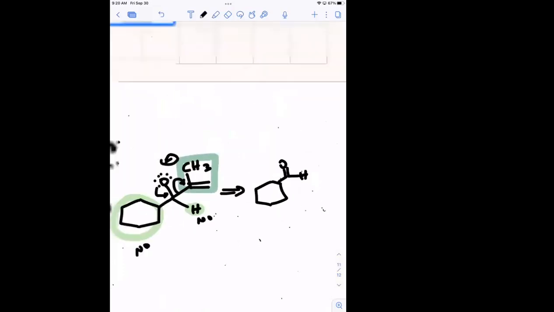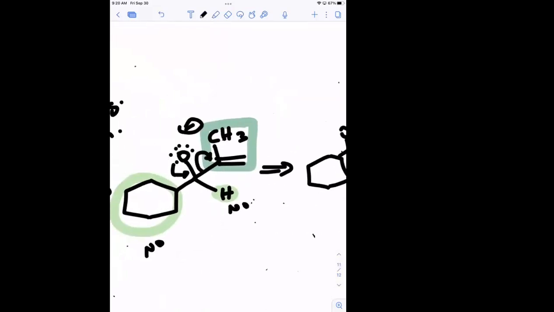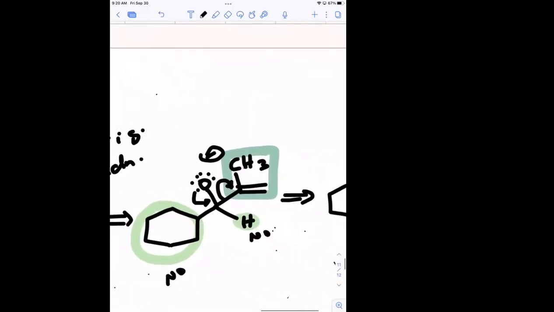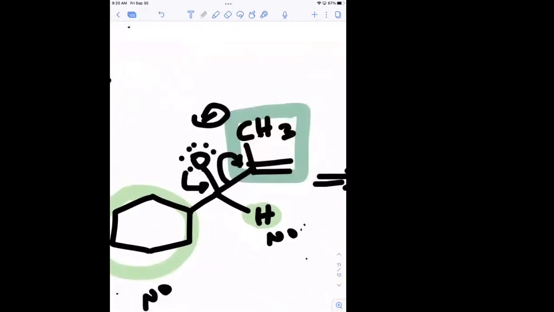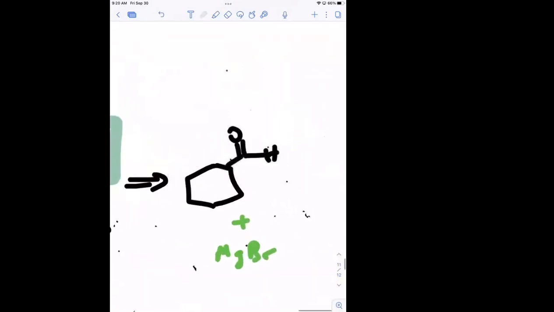So now that's going to give me this as my aldehyde plus, and I didn't follow my own rules here. What was it over here? MgBr again. So I'm going to stick that out here. I'm going to change the color. Right. So now it's that plus MgBr plus this.